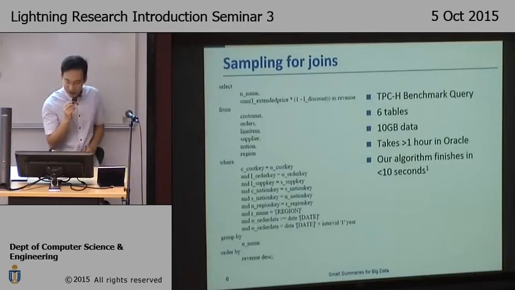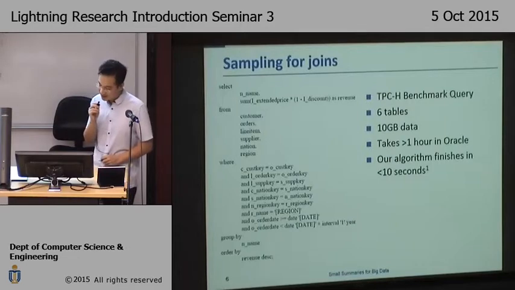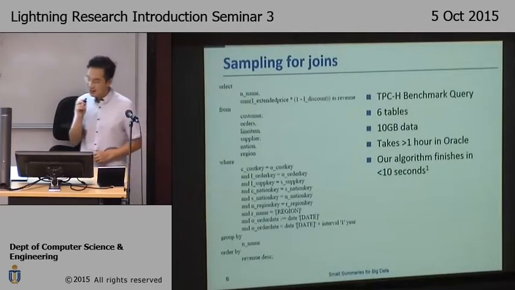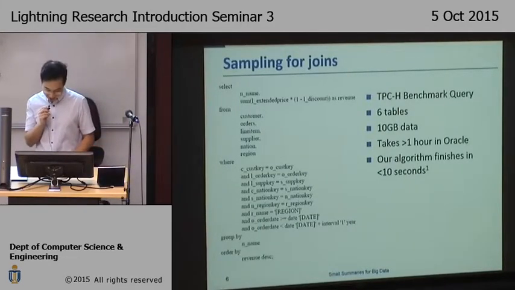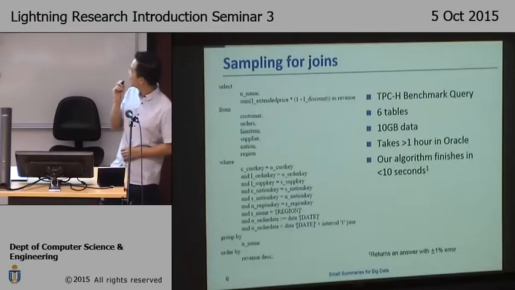Of course, this is not entirely true. Otherwise, it would kick Oracle out of business. So there's a small footnote. And the common wisdom always says that the footnote is more important than the main text. So let's look at it. The footnote says it returns an answer with 1% error.